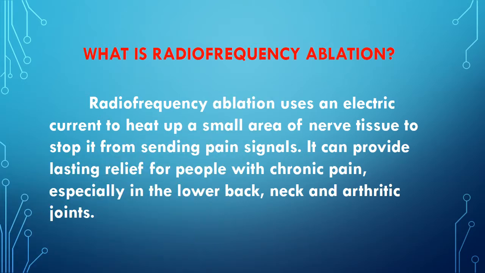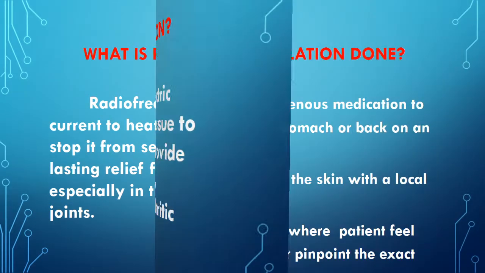So what is radiofrequency ablation? It uses an electric current to heat up a small area of nerve tissue to stop it from sending pain signals. So if the person is having any pain impulse, to stop the pain sensation, the ablation will be done on the nerve tissue, and it can provide lasting relief for people with chronic pain, especially lower back pain, neck pain or arthritic joints. The nerve tissue will be ablated in order to reduce the pain.